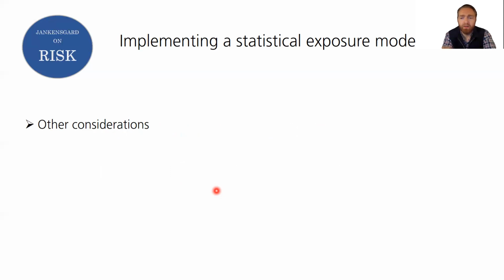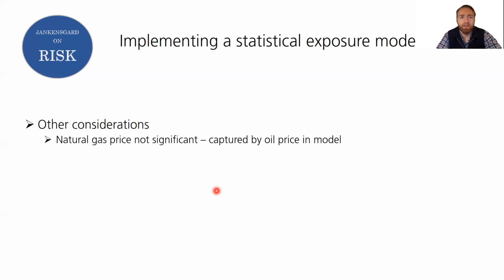Other considerations here. Not shown here, but there was no significance on the natural gas price variable, presumably because it's highly correlated with the oil price. It's trying to express the same kind of information. So it's actually sufficient from an econometric statistical point of view to have the oil price in the model. It will capture the effects of the natural gas as well, because they're tightly linked to each other. So these exposure models work like that in many cases, that you only need one variable to capture the impact of a group of correlated variables.